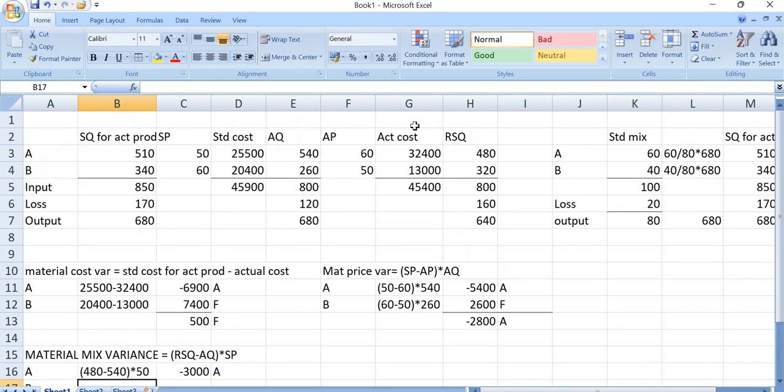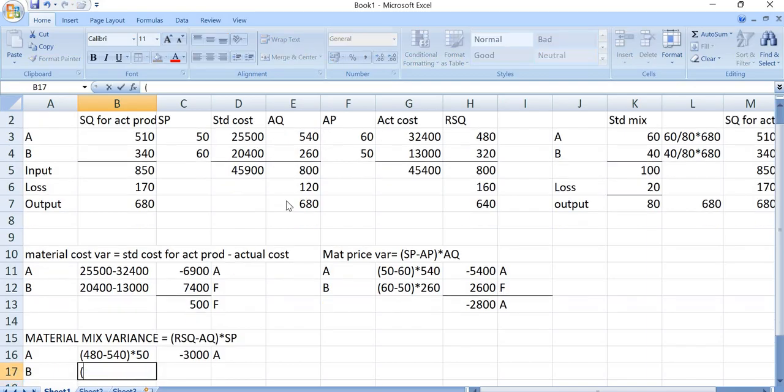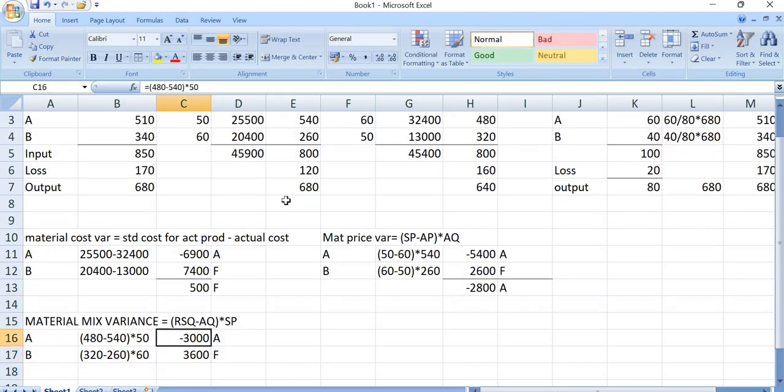Same way for B. So 320 is my RSQ. My actual quantity is 260. So 320 minus 260 into my standard price, which is 60 rupees. So here I will be getting a favorable variance of 3600. So total comes to 600 favorable.